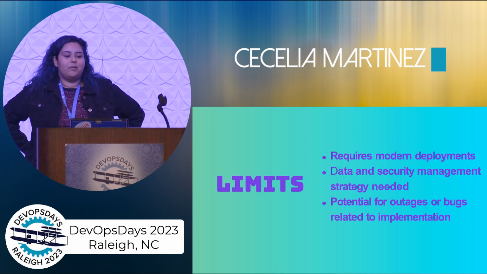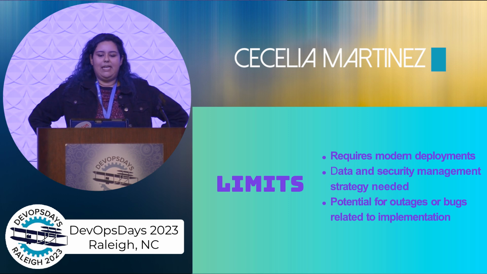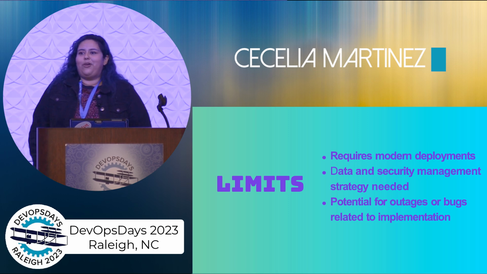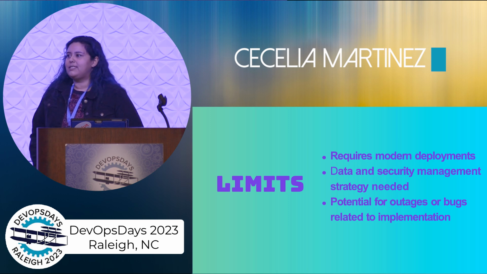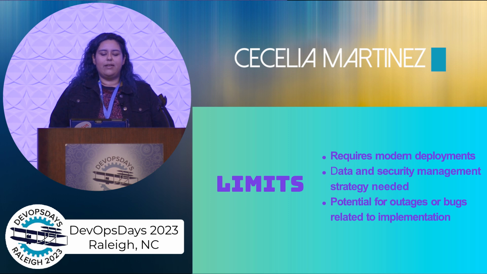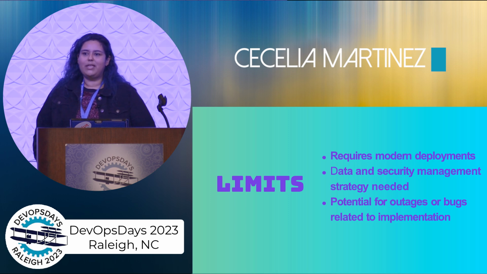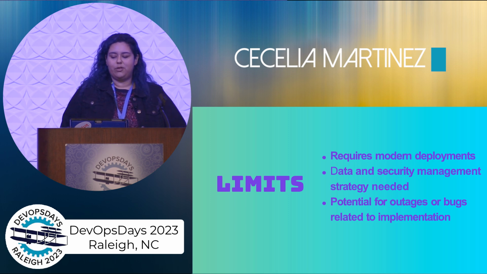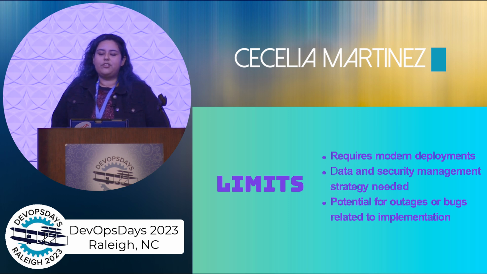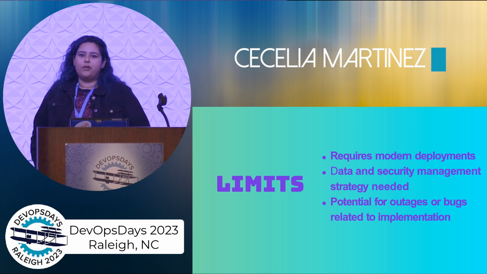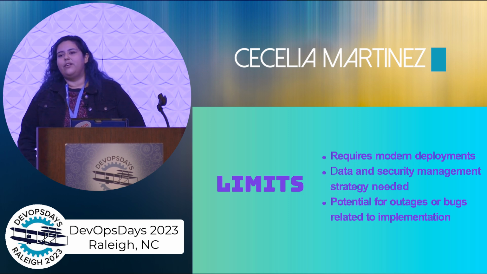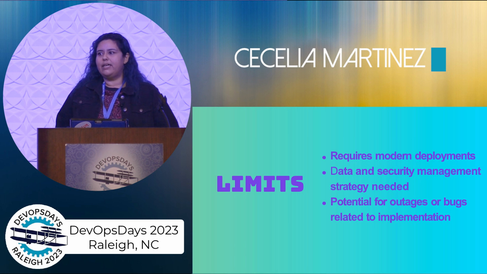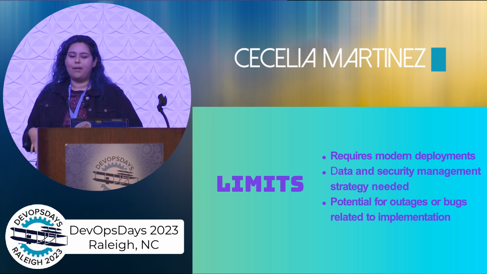There are also obviously some limitations when you talk about testing in production. It does require you to have modern deployment set up. You have to have that agility in order to be able to do testing in production so that you can construct and control things if things don't necessarily work out the way they're supposed to. You also need to have a strategy in place for your data and security management, making sure that you're leveraging the right types of data and the right types of accounts, and you're not impeding on anything that is happening in production that should not be.